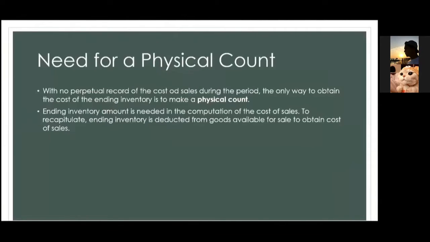So ano nga ba muna yung physical count? Physical count is a structured approach to counting a company's stocks where staff uses a predetermined method to count the goods. And ito naman yung need for a physical count.